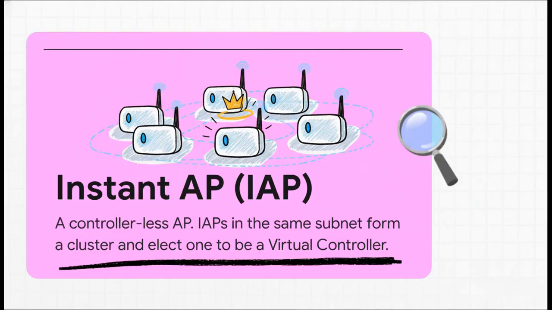Now, on the other side of the coin, you've got the instant AP, or IAP. This is the complete opposite. It's the controller-less architecture. These guys are way more independent. You just plug them into the same network and they start chatting with each other. They automatically form this little team, or a cluster, and then they hold an election to pick a leader. And that leader gets a special name, the virtual controller.